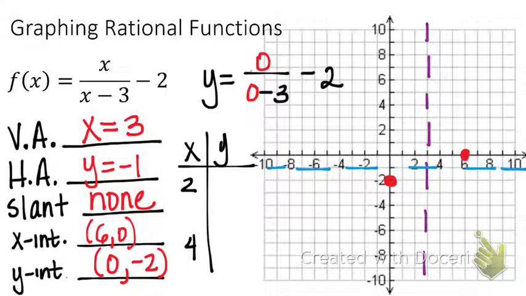So for 2, you're going to have 2 divided by 2 minus 3 minus 2. Go ahead and see what you get. And then you have 4 divided by 4 minus 3 minus 2. Go ahead and plug both of those in and see what you get for your y values. Let me see if I can do it without a calculator. 2 divided by -1 is -2. So I think the first one is -3.